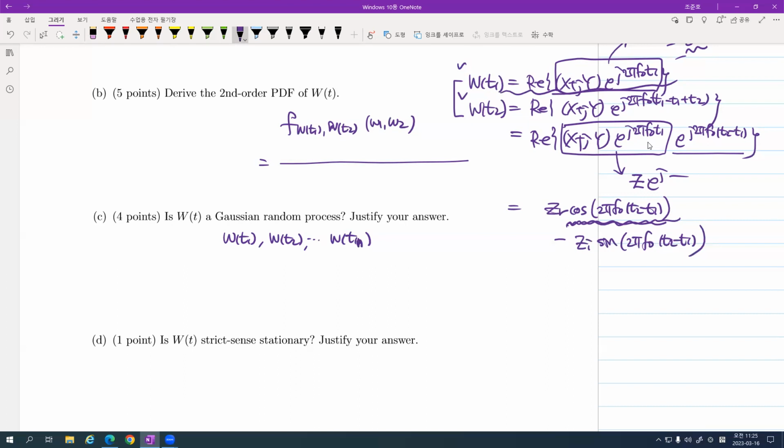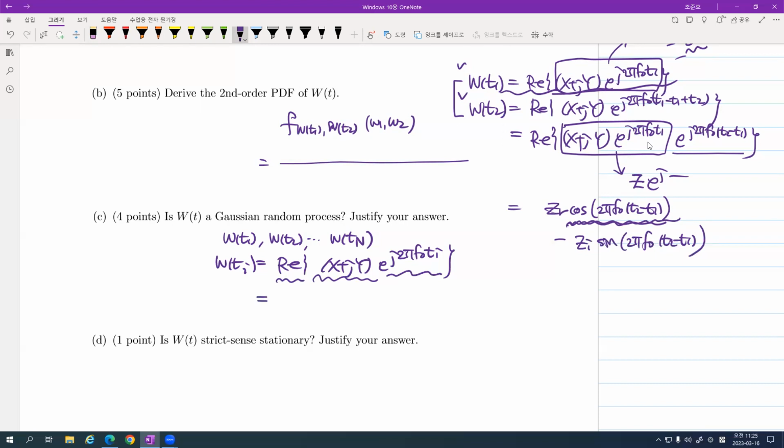As you've seen, let me use capital N. Okay, sorry. The ith sample is merely what? X plus jY times e to the j 2 pi f0 t_i. What does that mean? You have a single complex Gaussian random variable, just rotate it, and the real part of it is taken.